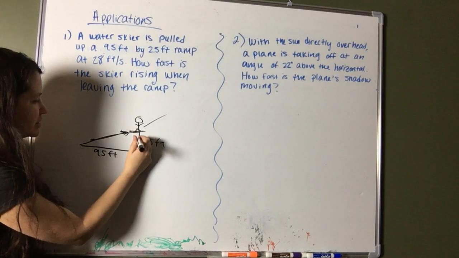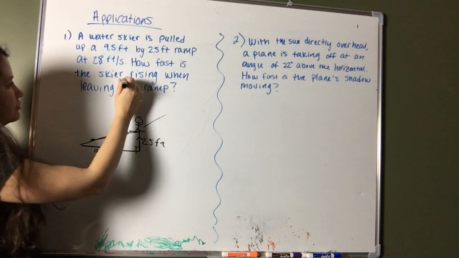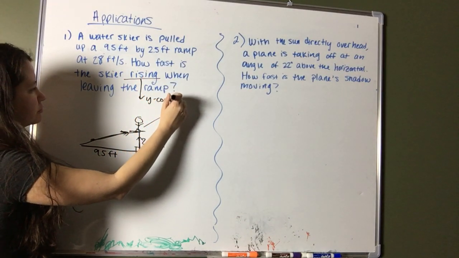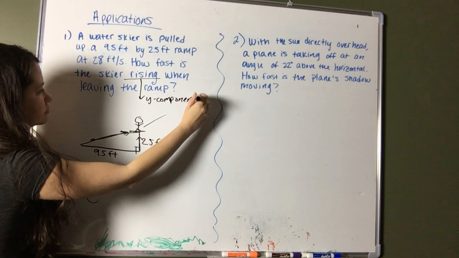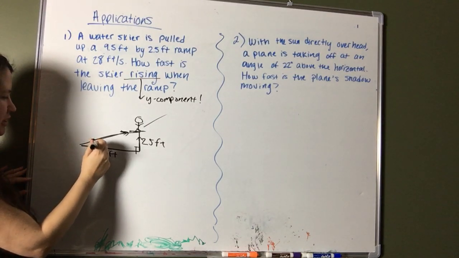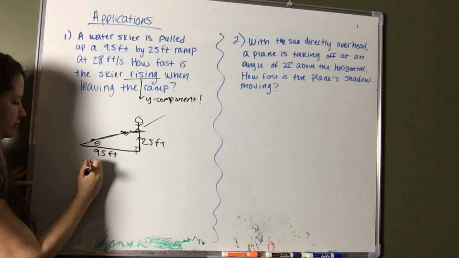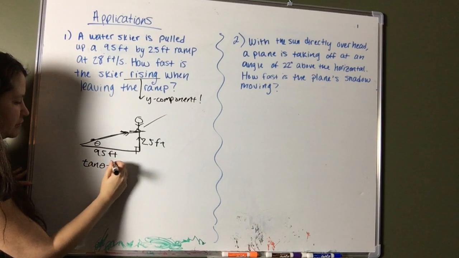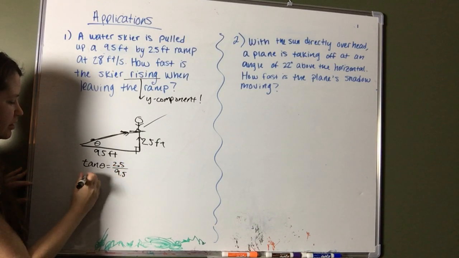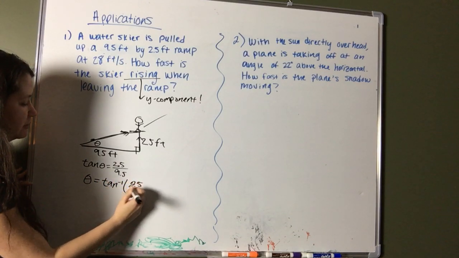So what we're going to look for is the y component, right? Rising would be the y component. Okay, so to find that, we need this angle theta. So to find the angle theta, we're going to use tangent, which has to equal opposite over adjacent. And theta will have to be the arctangent of that value.